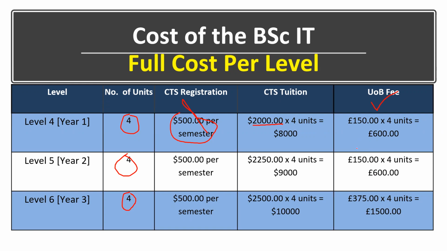All right. And the standard fee that they have per module at level 4 is £150 per module. So when you calculate the total cost for all 4 modules for the entire level, right, it's £600. So we have 500 per semester. Remember, you have 2 semesters per level.